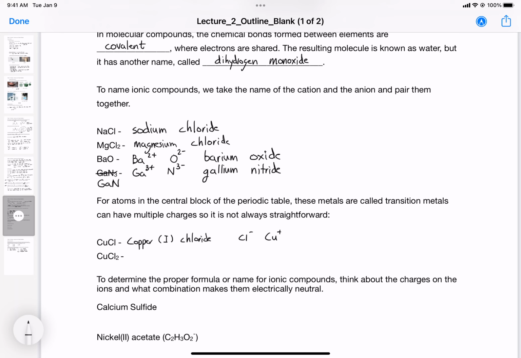In the second example, we have copper chloride, but we have two chlorides, right? That would give us a charge of 2 minus. So to make this compound neutral, copper must be 2+ to cancel out the 2 minus. So copper here is what we call copper(II) chloride.